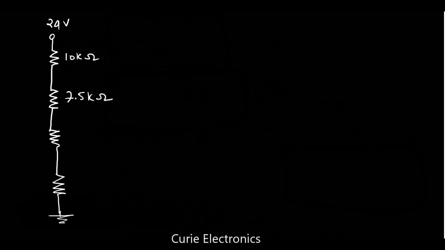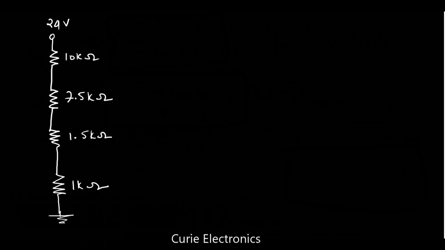One resistor, second resistor, third resistor. We have four resistors connected in series. And what is the supply voltage? Supply voltage is 24 volt, that is VCC equals 24 volt. First resistor is 10 kilo ohm, second resistor is 7.5 kilo ohm, third resistor 1.5 kilo ohms, and the last resistor is 1 kilo ohm. Now 24 volt has to be dropped across all these resistors.